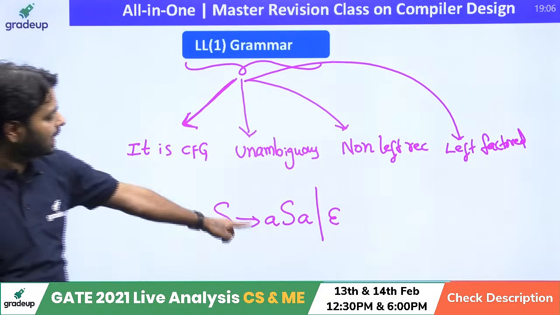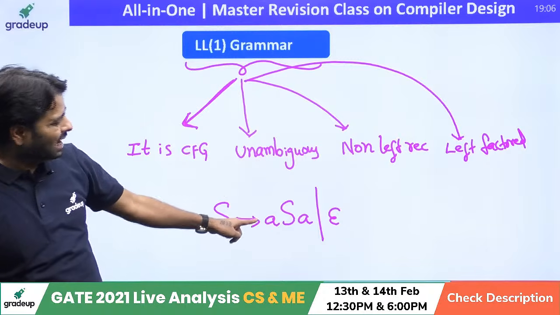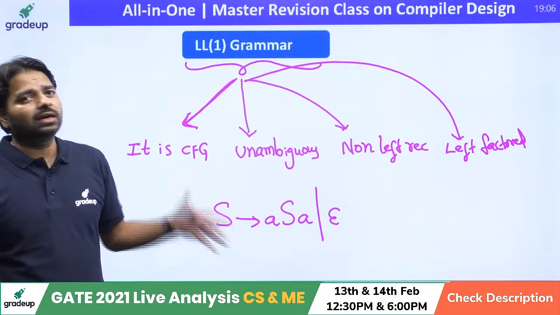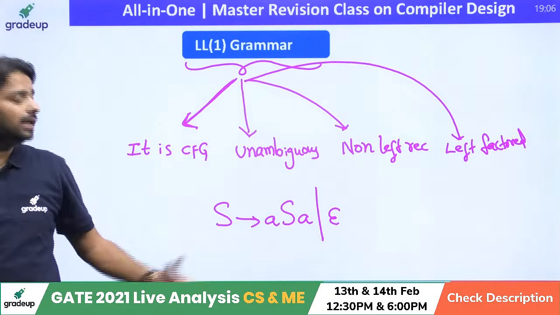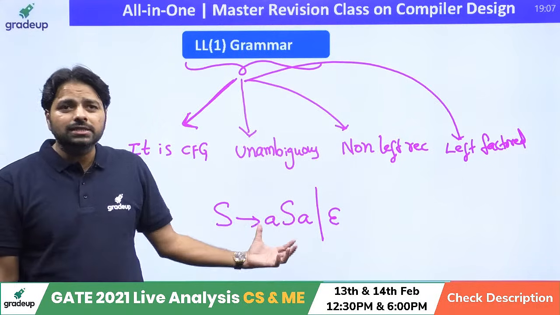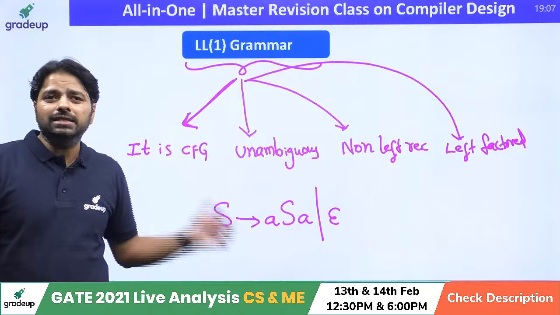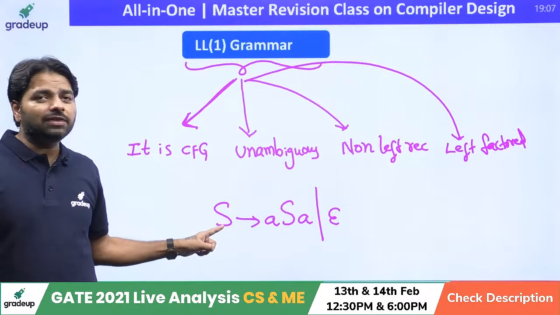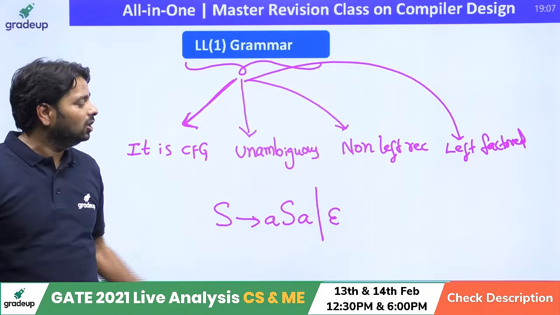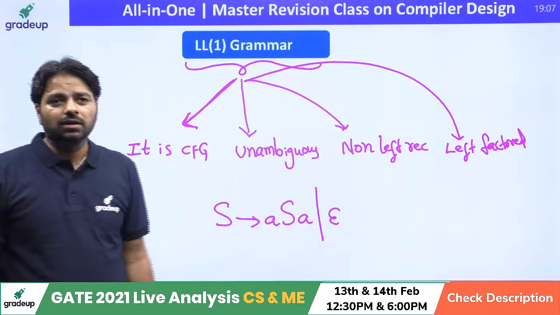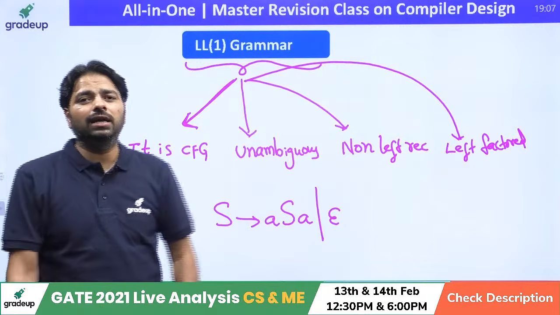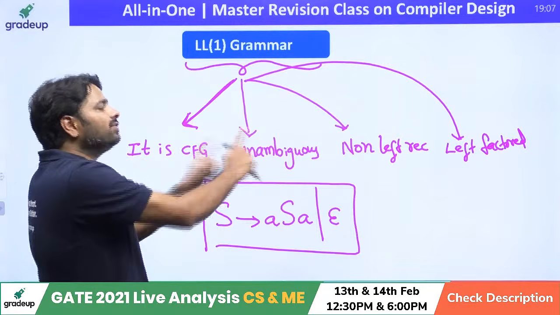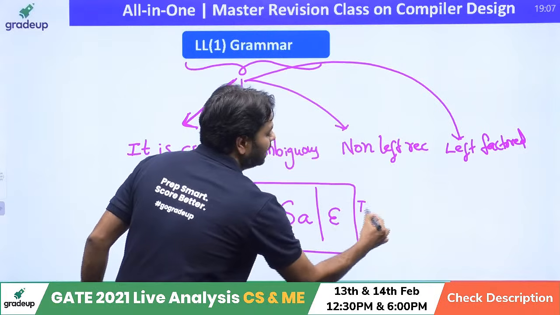Yes. Is it unambiguous? Yes. Does it have left recursion? No. Is it left factored? Yes. But it is not LL1 grammar. The reason is, anybody? From S, if you look at the A column in the table, you will have both the productions. But this is not LL1. Even though I satisfied all the 4, it is not LL1.